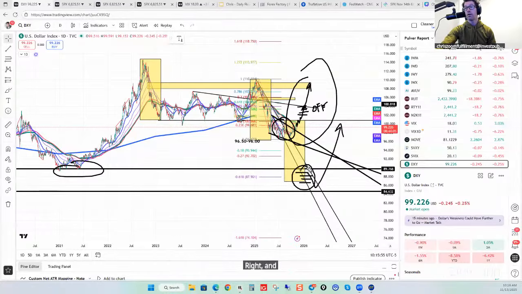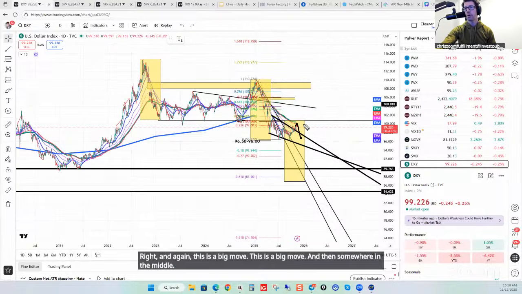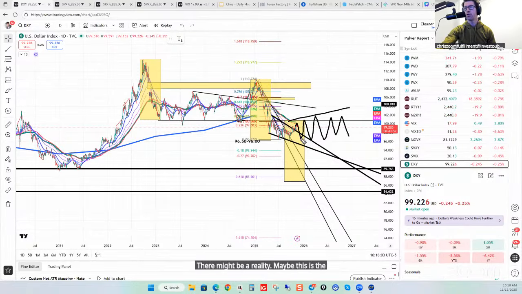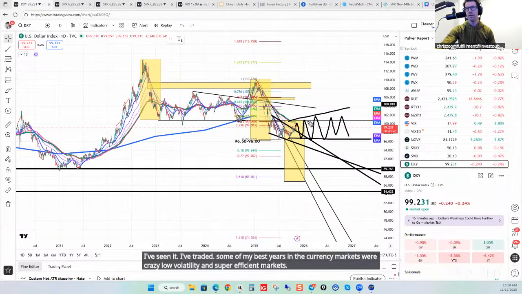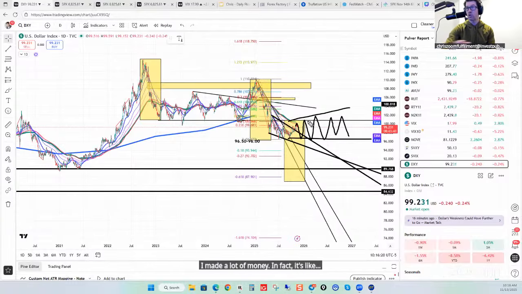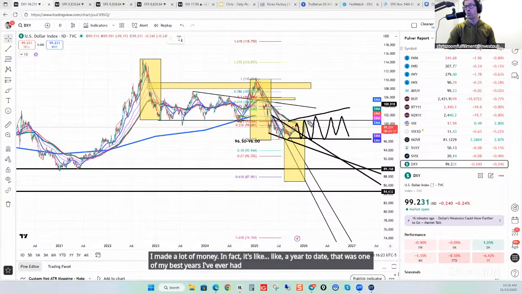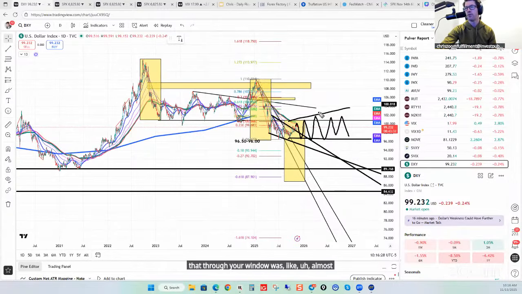Right. And again, this is a big move. And then somewhere in the middle, there might be a reality. Maybe this is the new norm for the dollar, heavily manipulated, super low volatility in the currency markets. I've seen it. Some of my best years trading in the currency markets were crazy low volatility and super efficient markets. I made a lot of money. It was 2012, 2013, 2014. That three-year window was almost a 300% gain for me. But then in 2014, things blew out and we saw a ton of volatility.